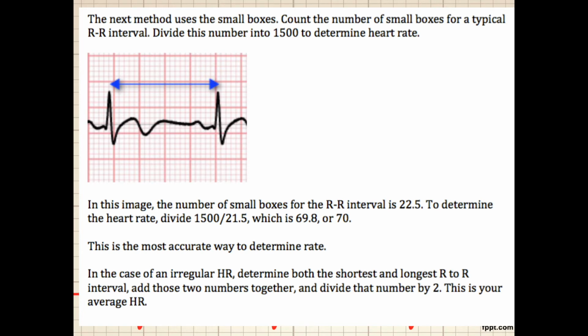In the case that the heart rate is irregular, the rule is to take the longest possible R to R interval and determine that rate. Then find the shortest possible R to R interval and determine that rate. Add those two numbers together, divide by 2, and this will be your average heart rate.